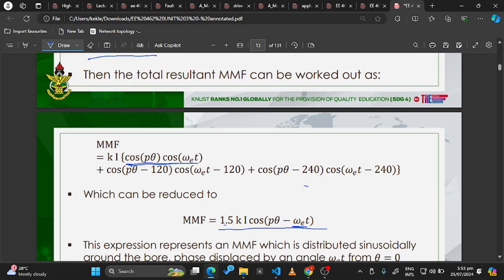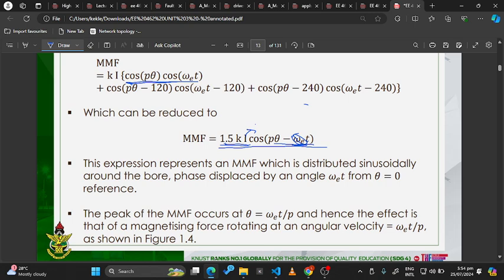And its amplitude is going to be 1.5 times K I. We saw this, where this I is just the amplitude of the current. So this is going to be the amplitude, and this is where the synchronous speed comes in. Now, at what point is this magnetomotive force going to be maximum? At what distance, or at what angular displacement, is the magnetomotive force going to be maximum?